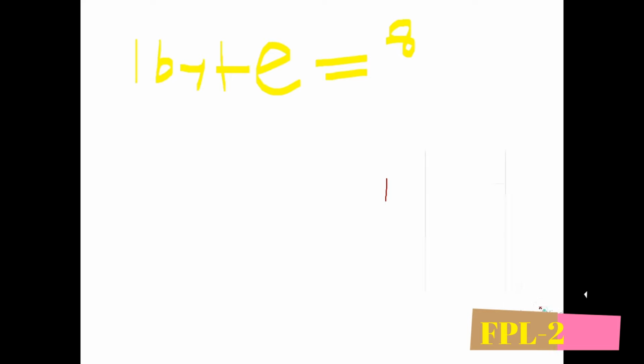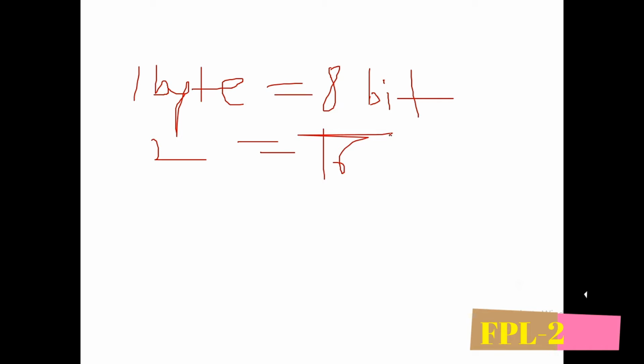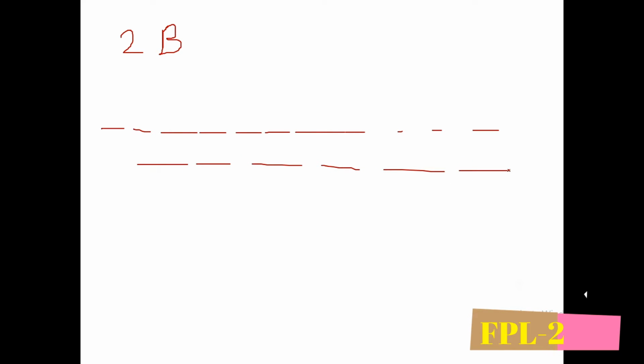Now here what we will do is, we know that 1 byte is equal to 8 bits. So 2 bytes will be 16 bits. For 2 bytes, I will write capital B for byte. So we will have 16 spaces: 1, 2, 3, 4, 5, 6, 7, 8, 9, 10, 11, 12, 13, 14, 15, 16. Okay.